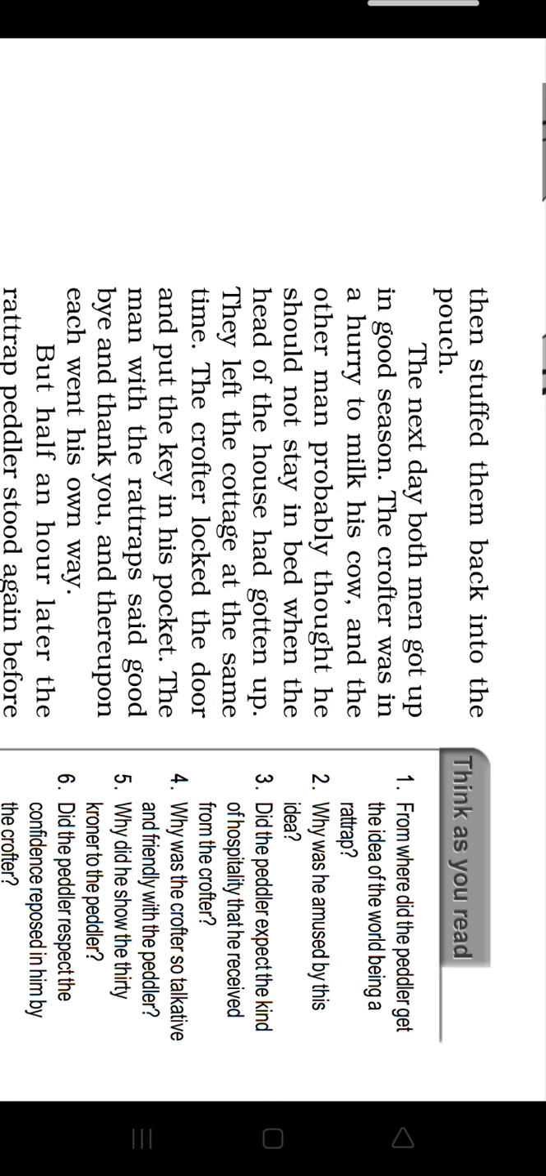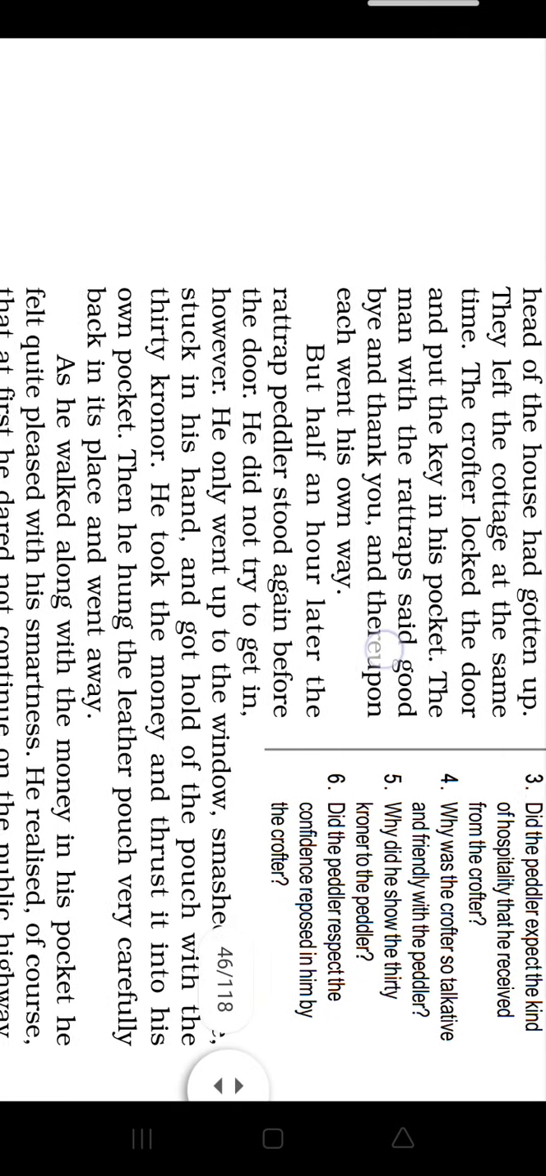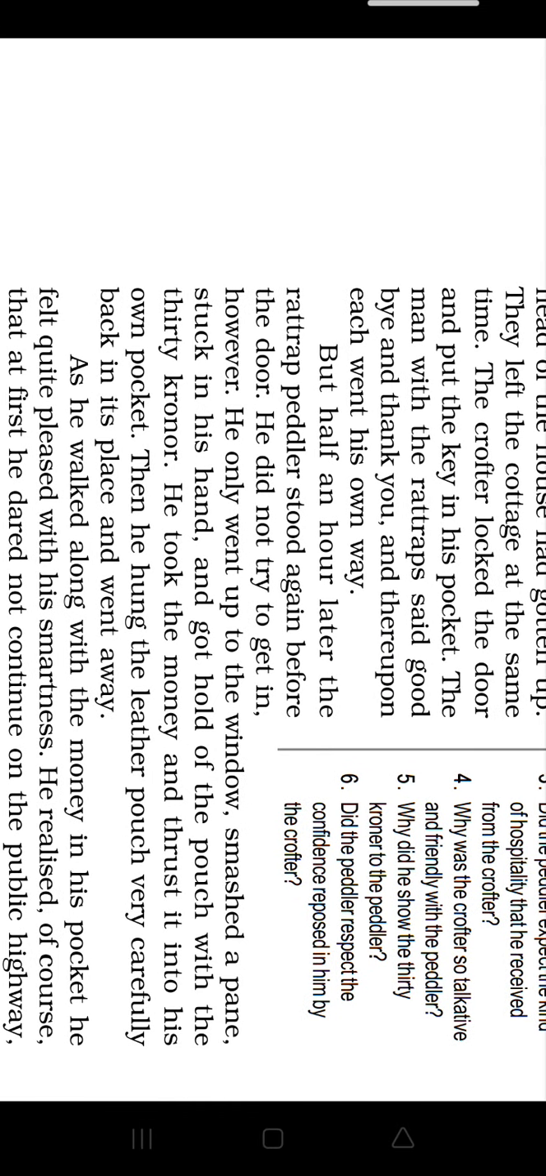The next day both men got up in good season, in good mood. See, good season means in good mood. The crofter was in a hurry to milk his cow, and the other man probably thought he should not stay in bed when the head of the house had gotten up. They left the cottage at the same time. The crofter locked the door and put the key in his pocket. The man with the rat traps said good-bye and thank you, and thereupon each went his own way. So they parted.